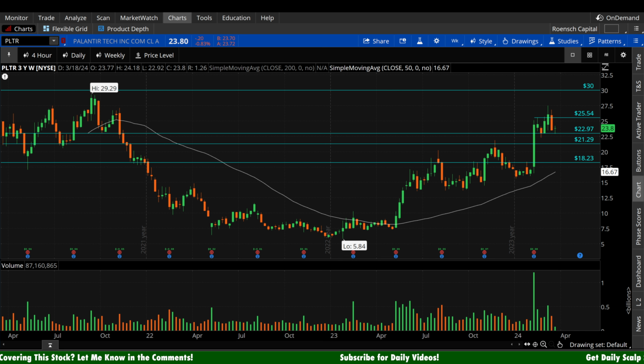25 is a big psychological region. I would not be upset to see Palantir, from a bullish perspective, get above 25, 25.50, being that that's a technical level, and just consolidate up in that region, kind of creating a new shelf that's sort of grinding higher.